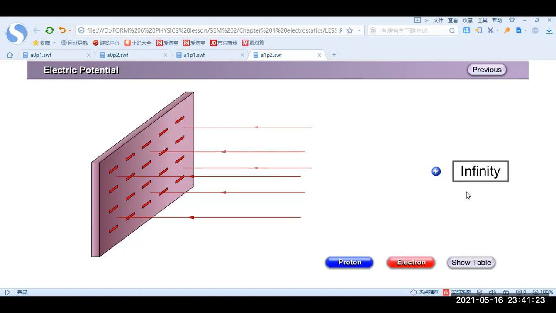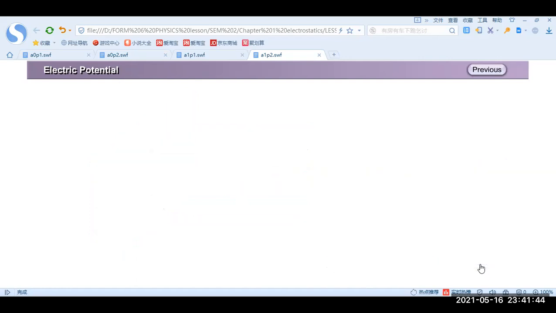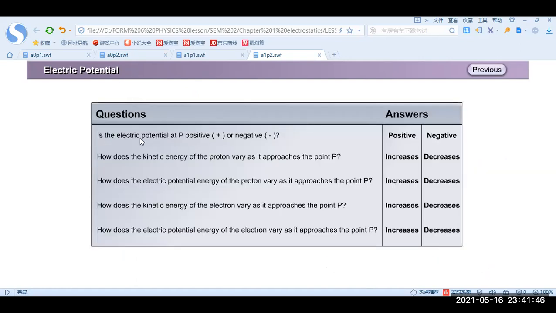What happens to the proton from infinity? The proton will move and go into the negative plate, attracted. How about the electron? Negative charge, sure, it repels. So the electron will go to the point P, and after that repel. So what happened now is, is the electric potential at P positive or negative? Because it is a negative plate, it is negative.